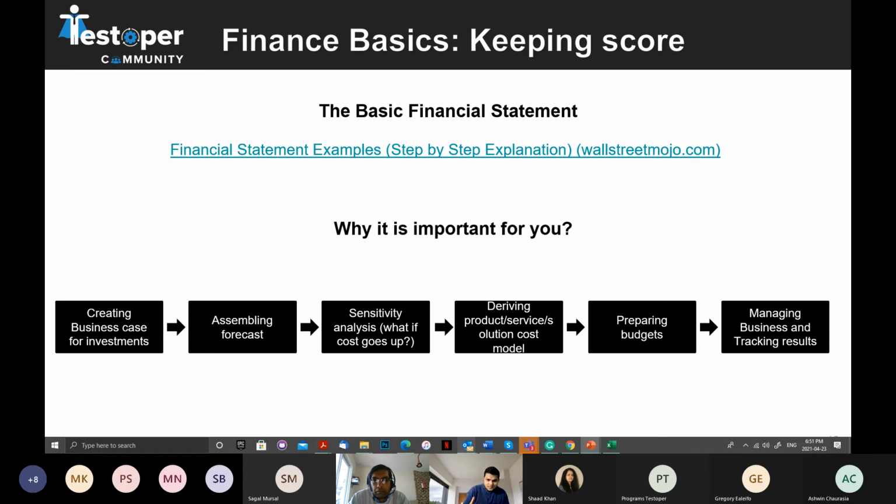So you will still sell 100,000, right? But you will end up spending more. So you really have to do the analysis and think: what if that goes up? What if this goes up? Then you have to go back and adjust your financials, and go back and adjust your business case.